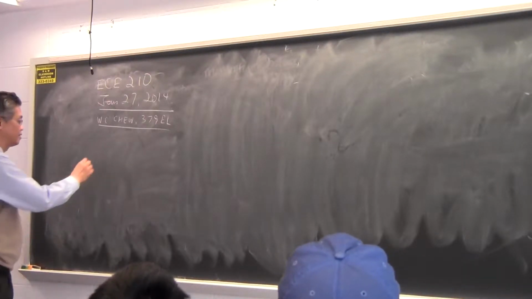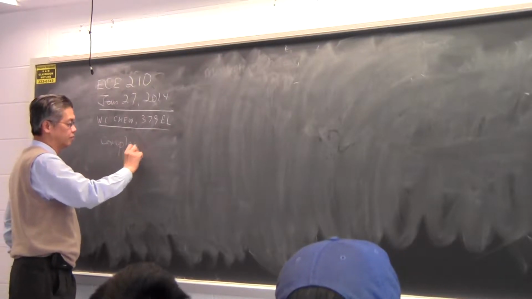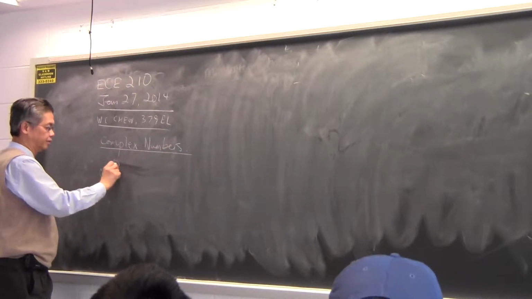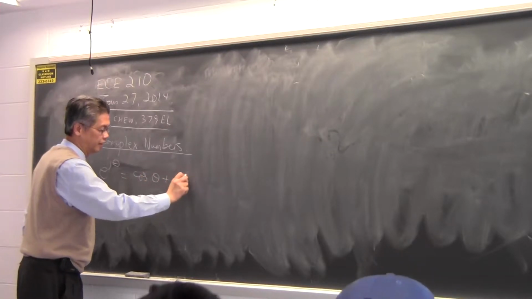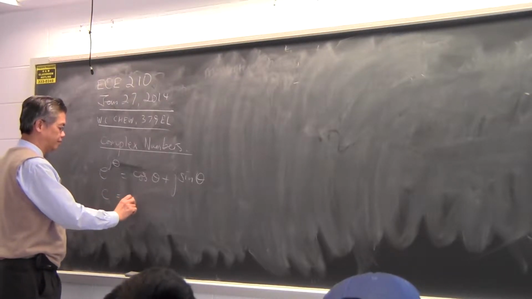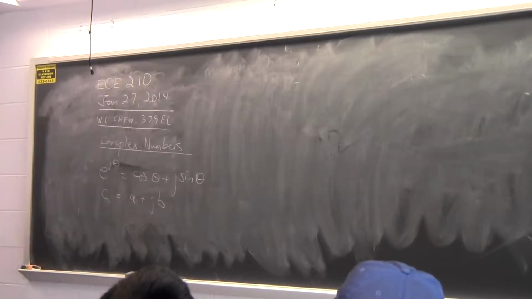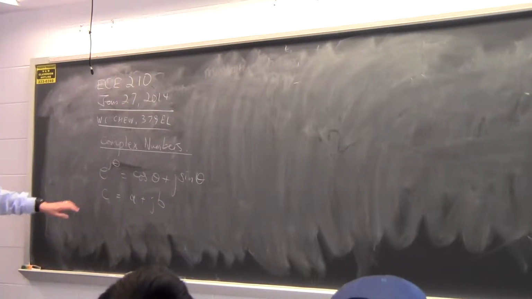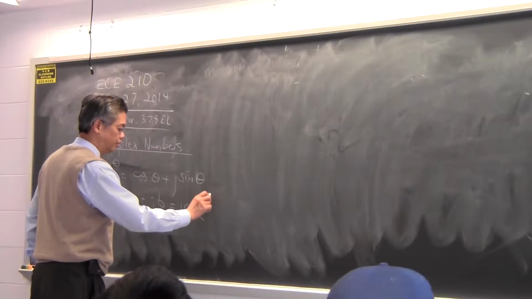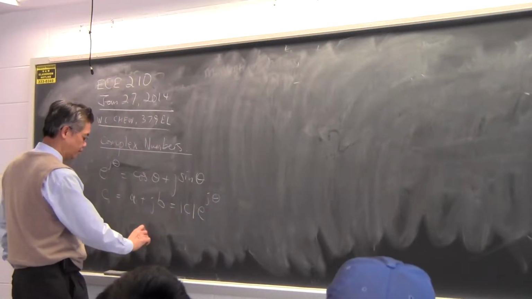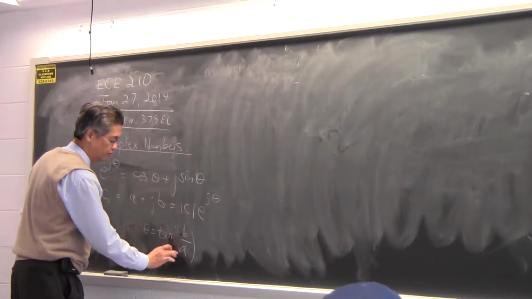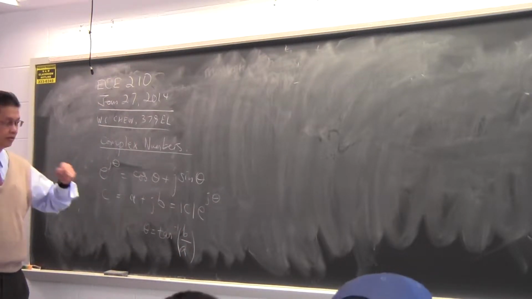So in the last lecture we reviewed complex numbers, and we learned this very important identity, which is this identity over here. There are two ways you can write a complex number. You can write it this way, which is called a Cartesian form. Or you can write it in terms of a magnitude c, c e to the j theta, where theta is arctan of b over a. This is called a polar form.